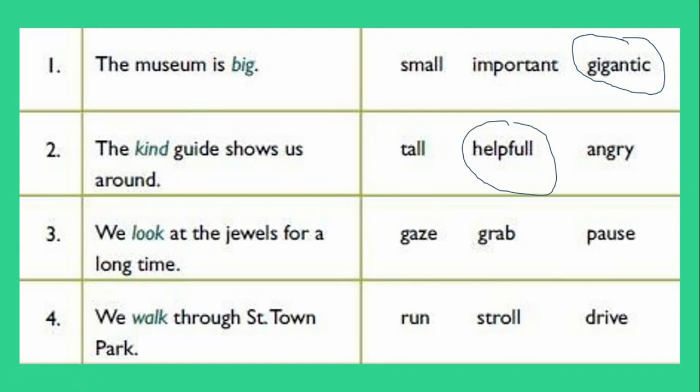Number 3, we look at the jewels for a long time. The word that means looking at something for a long time is gaze, not grab or pause. And then the last, we walk. Actually, in the park, we can run. Maybe we can drive. But the word that really shows walking in a relaxed way is stroll. Okay.